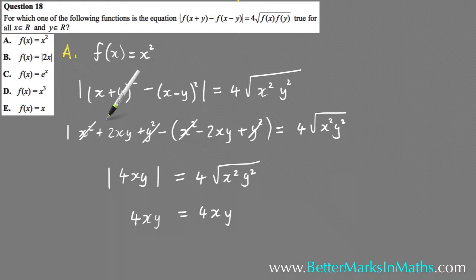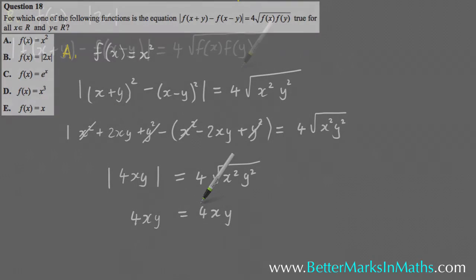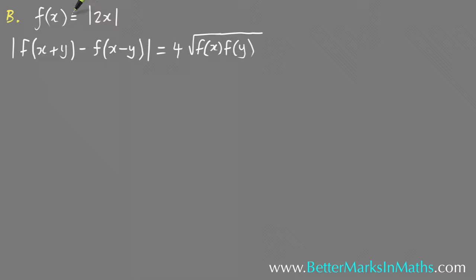And it could also be a short answer question. So I'm going to go through the other parts. So A is the answer, and I'm going to look at B next. And in B, the function is the absolute value of 2x.